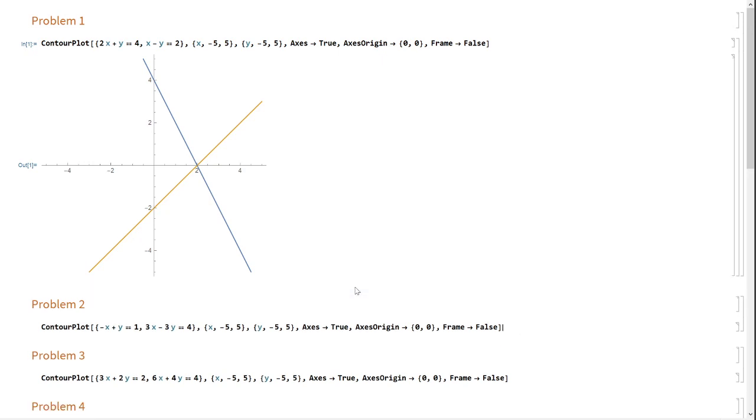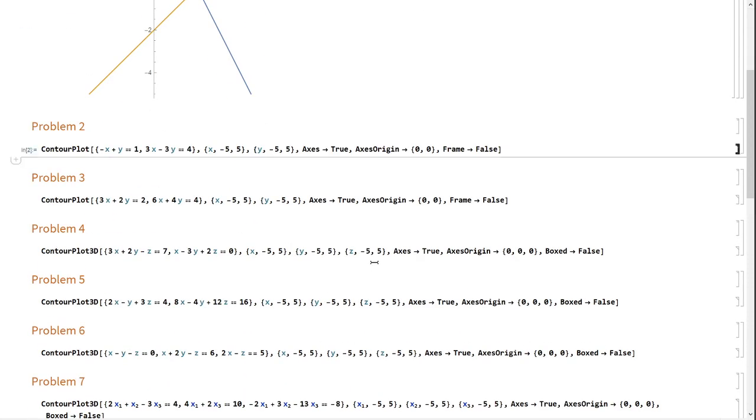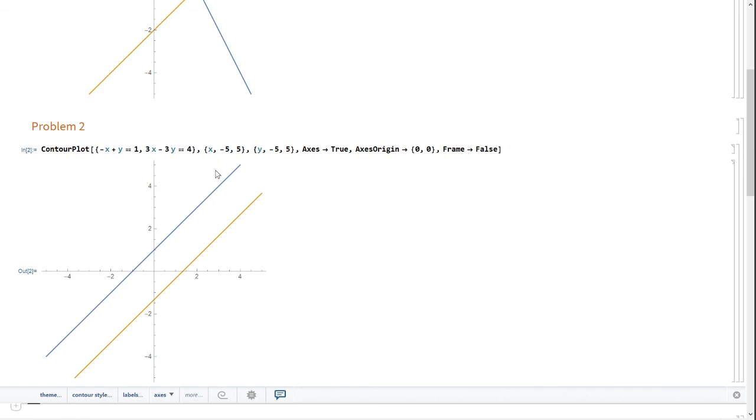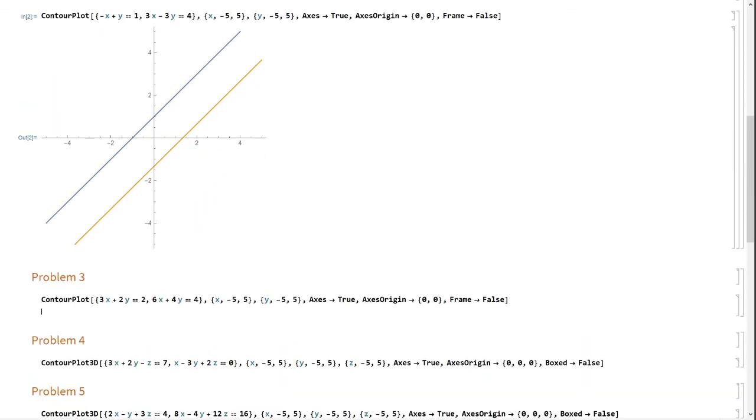Well, did you figure out what was going on in the second problem? When we graph the solution of that, we get parallel lines. And if we look at these, there's no places where they cross, so there's no solution to the system of equations.